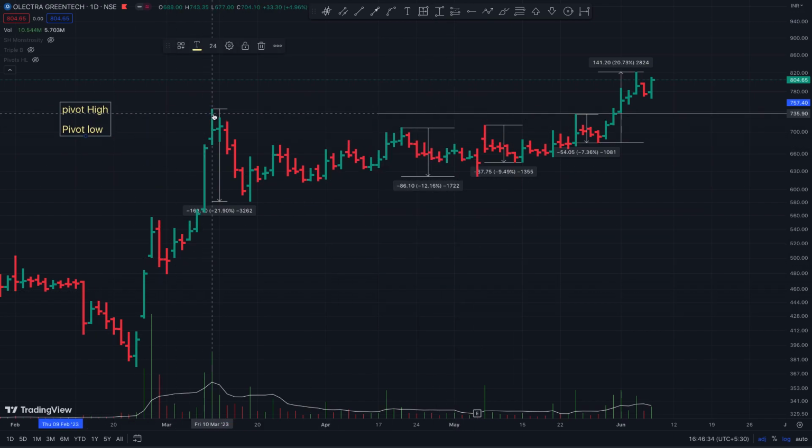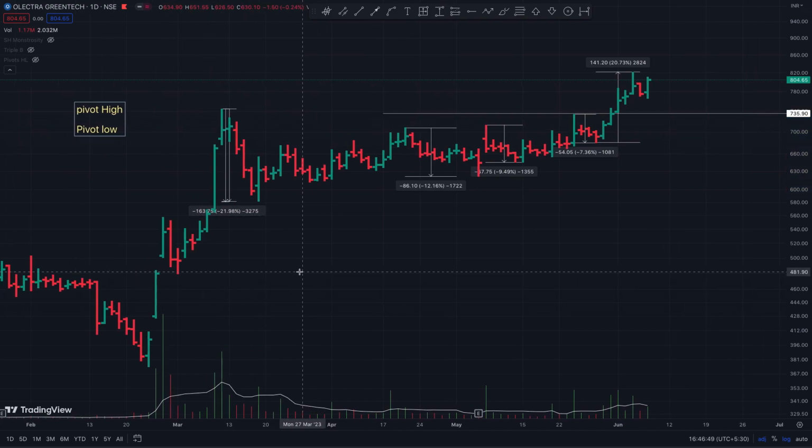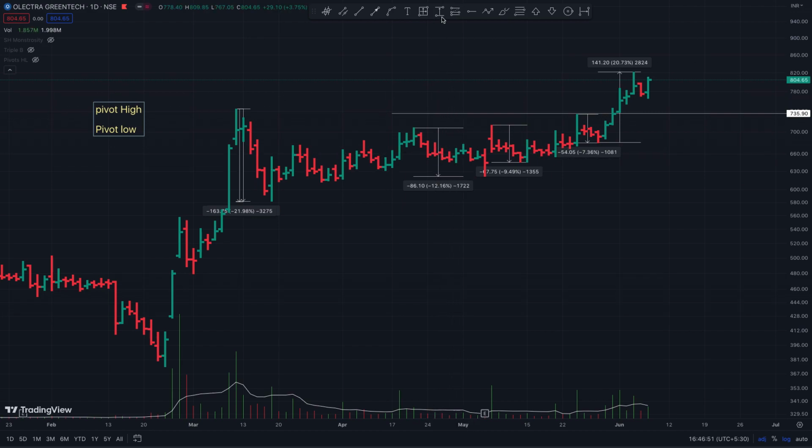So in this case, this is the swing high. This is the swing low. The first one is pretty clear generally, right? Then you measure the distance. You take the measuring tool here and measure the distance from top to bottom, and you see that it's minus 21%. Now the next one, this is the high, and this is the low.